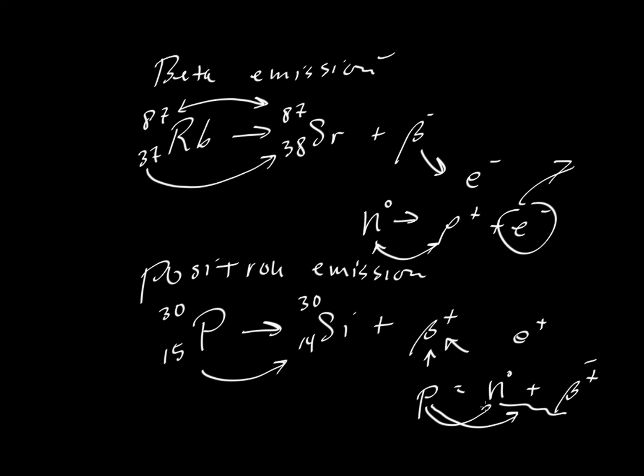Since a proton is turning into a neutron, the mass doesn't change, but we're losing a proton because it's turning into a neutron, so the atomic number goes down from 15 to 14, and that positive beta particle, this positron that gives the proton its positive charge, that's what's being emitted, so that's leaving the nucleus.